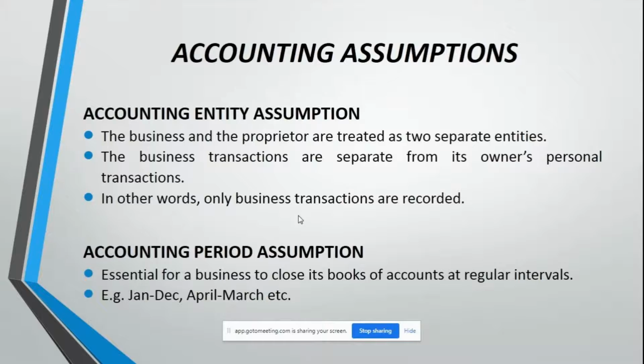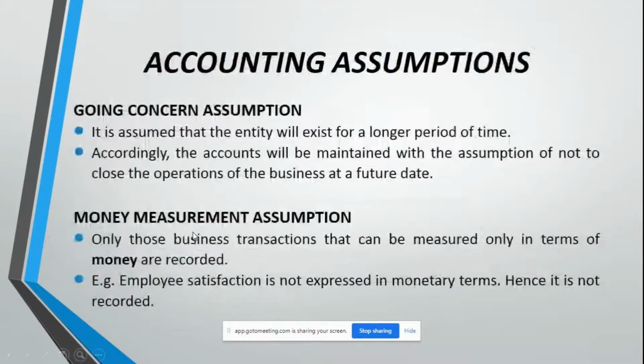So even though I spent 10 rupees or 100 rupees for the purpose of business, I have to record it in the company's books, whereas whatever I've spent for personal use should not be recorded. So the business and proprietor are treated as two separate entities. Business transactions are separate from the owner's personal transactions. In other words, only business transactions are recorded.